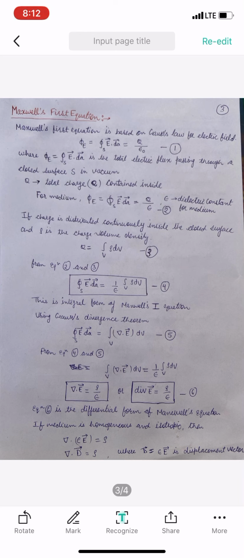It will be divergence of D is equal to rho. It is again Maxwell's first equation, in terms of the displacement vector. You have to remember this equation: divergence of E is equal to rho upon epsilon. Divergence of D is equal to rho.